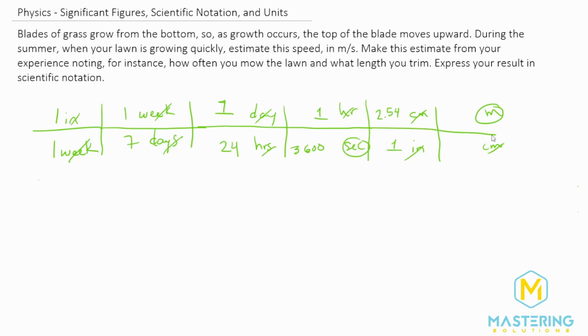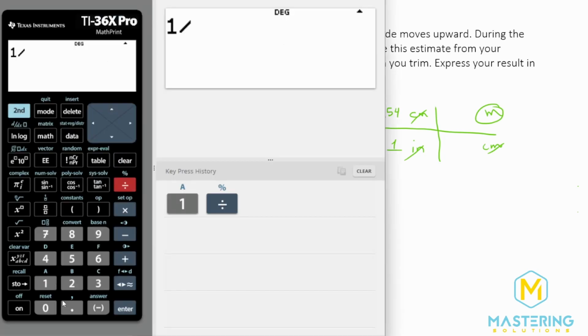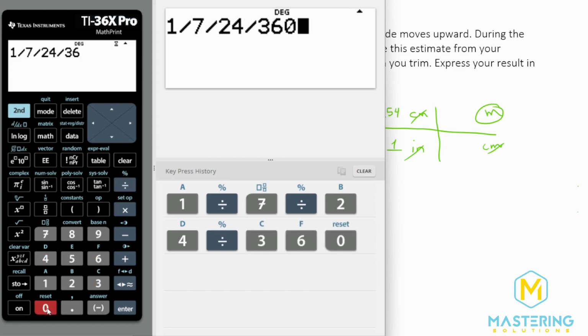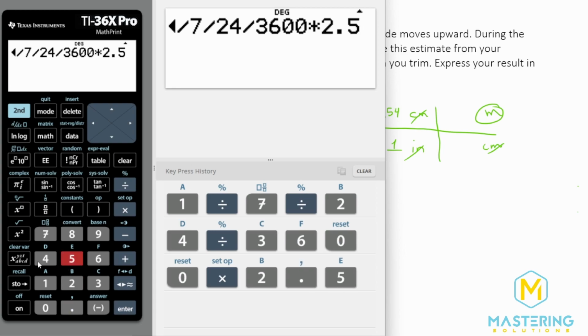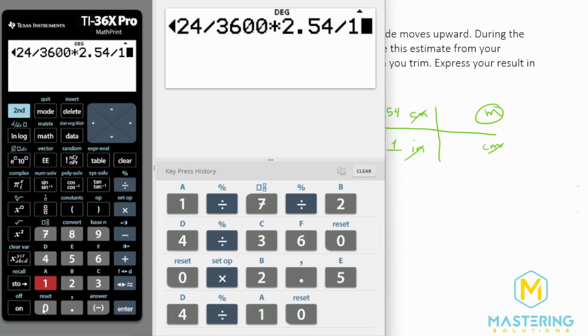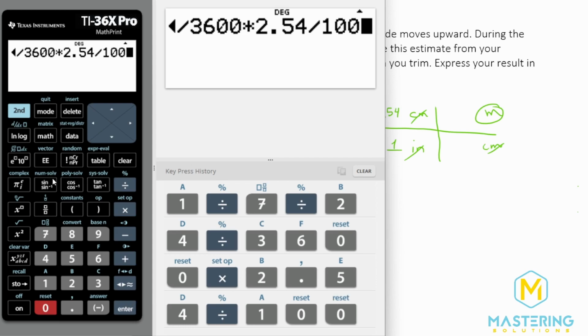So now all we have to do is the math. If a number is on the top, you multiply it. If it's on the bottom, you divide. So 1 divided by 7 days, divided by 24 hours, divided by 3,600 seconds. Now we'll multiply that by 2.54 to get into centimeters and then divide that by 100 to put us into meters.